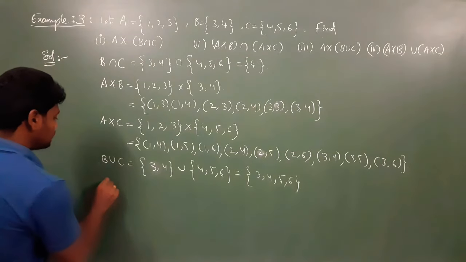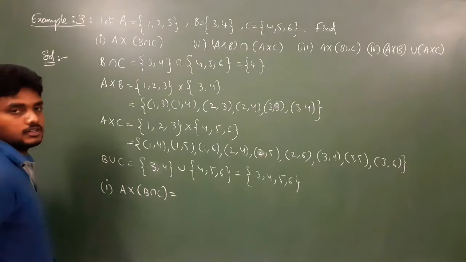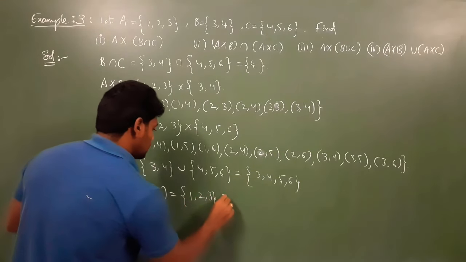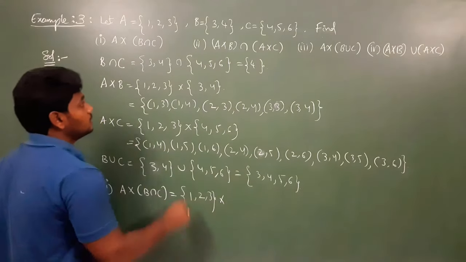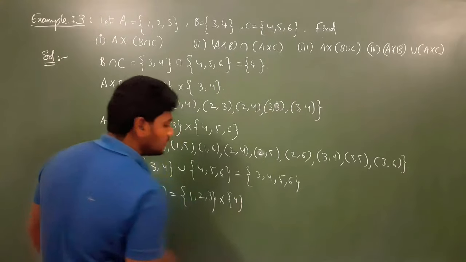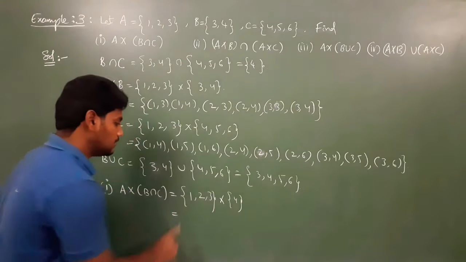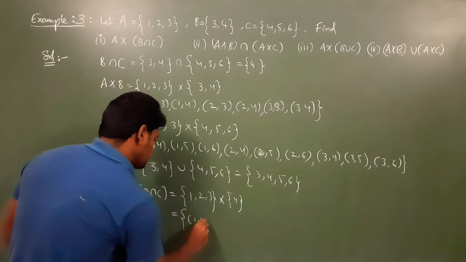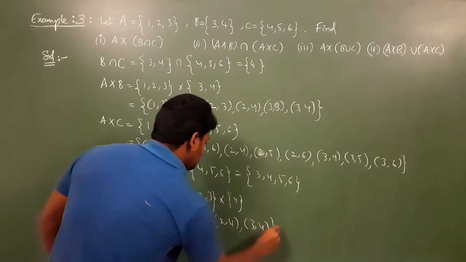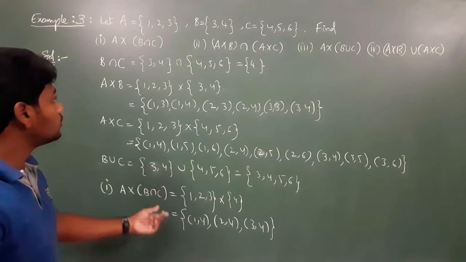First question. What is the first question? A cross B intersection C. What is A? A is 1, 2, 3. Right? Cross product of B intersection C. What is B intersection C? That is set 4. Now 1, 2, 3 cross 4 is nothing but 1, 4. Next 2, 4, 3, 4. Right? Did you understand or not? So this is A cross B intersection C.